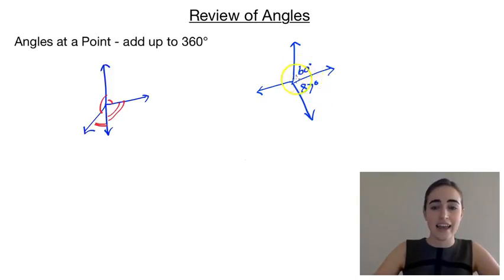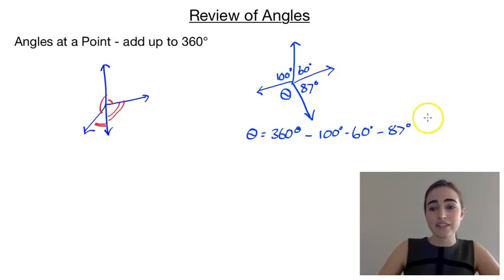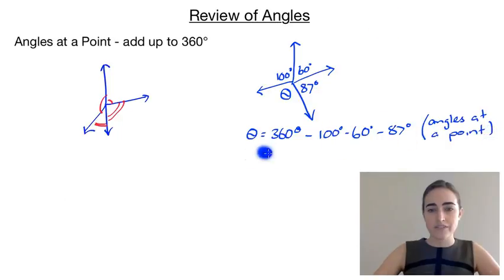That's a 60 and 87 degrees. Let's make that one 100 degrees and this one theta. To find theta, we'd have 360 degrees minus all the angles that we've already got. So we'd minus 100 degrees, minus 60 degrees, minus 87, and then we'd put our reason, which is angles at a point, and then we calculate that. Which leaves us with 113 degrees.